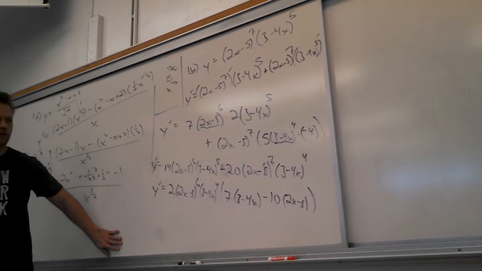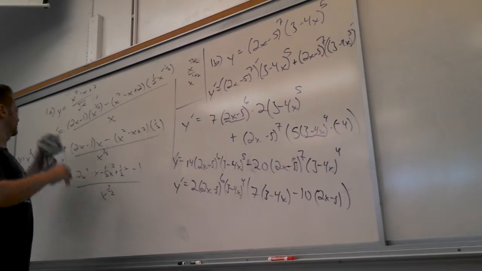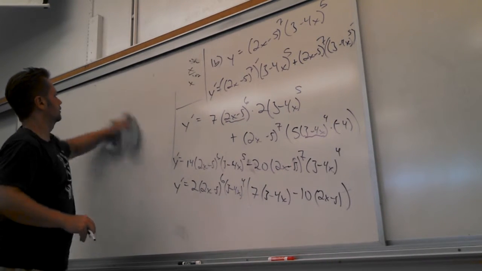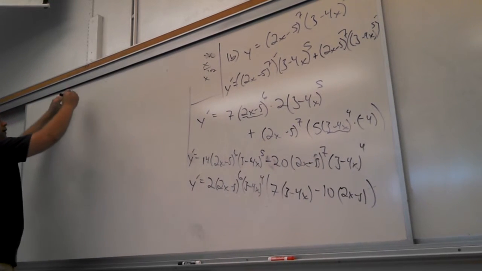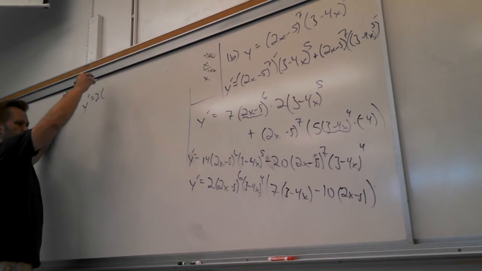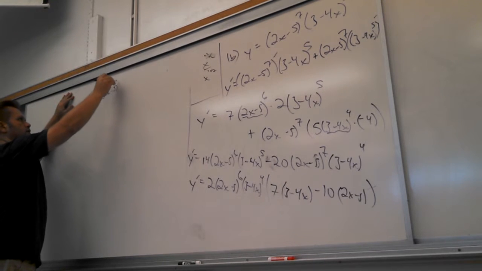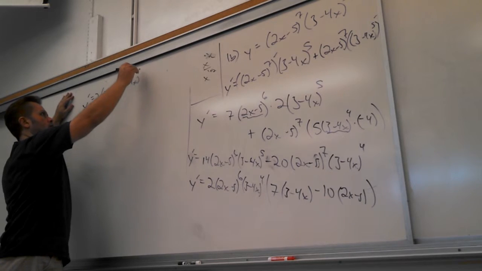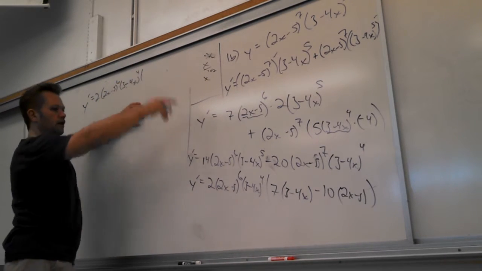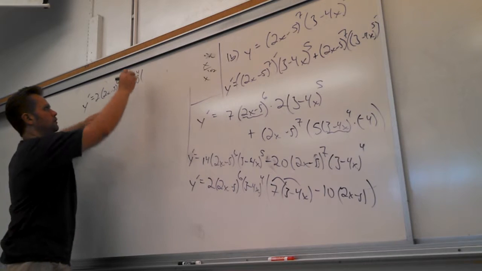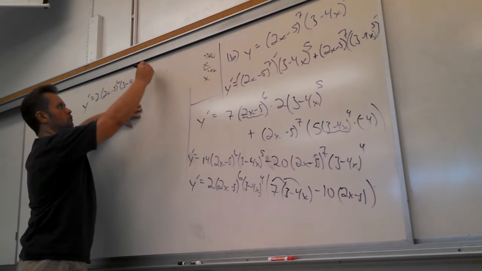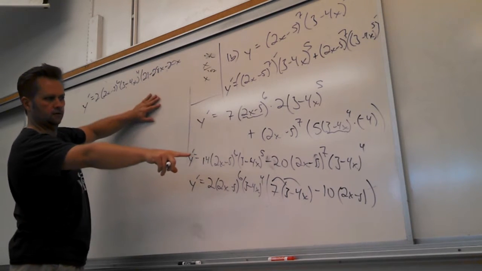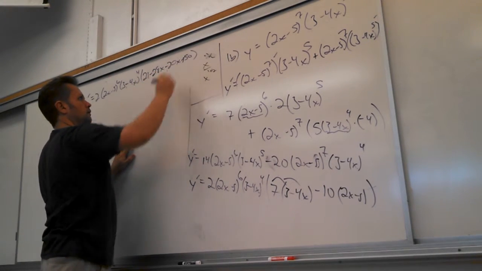Let me put it up here. So I got y prime equals 2 times, I took out 6 of these bad boys, 4 of those, right? Yeah. And then, now watch. So then you distribute, you get 21 minus 28x minus 20x plus 50. Sound correct?